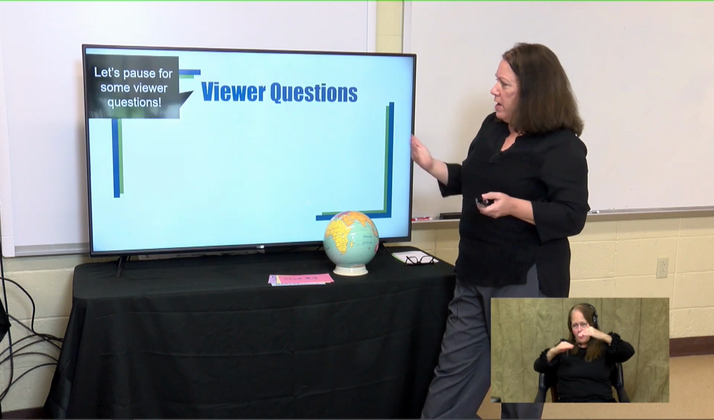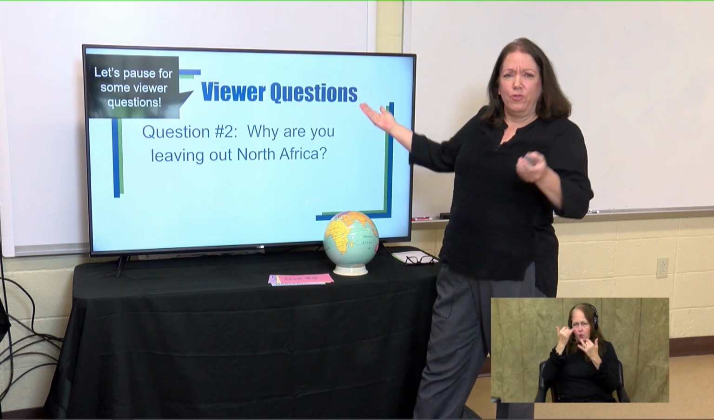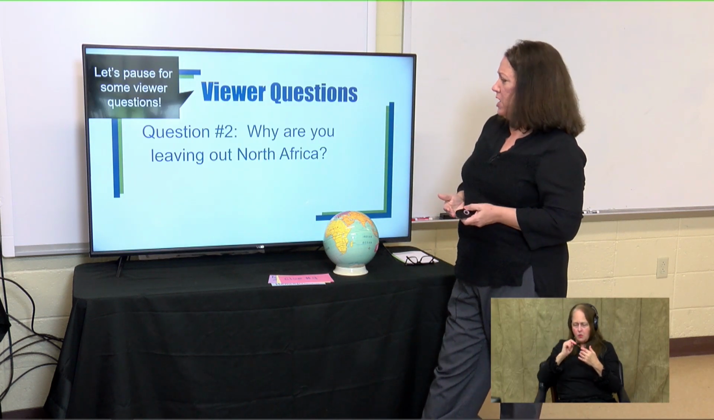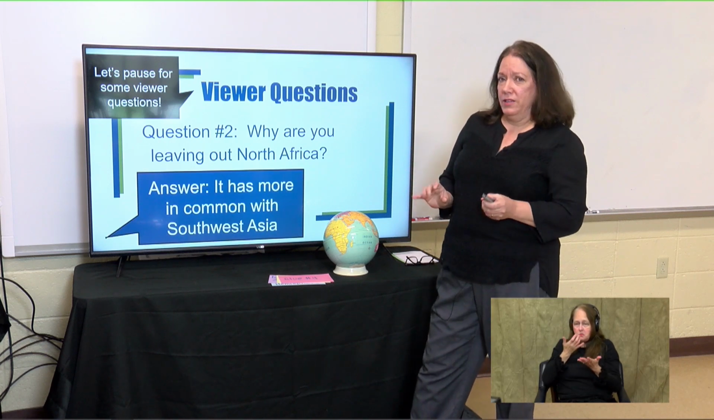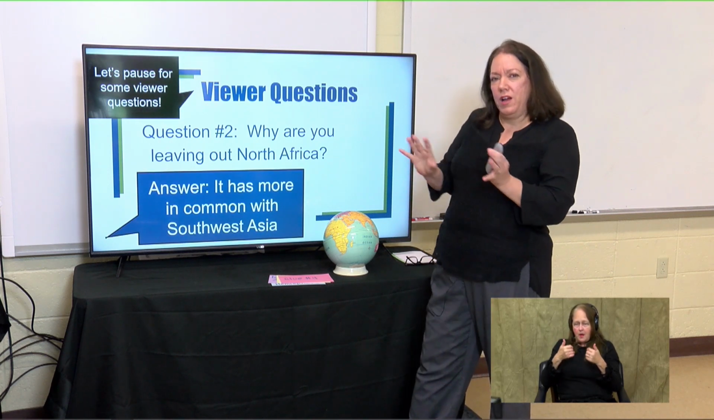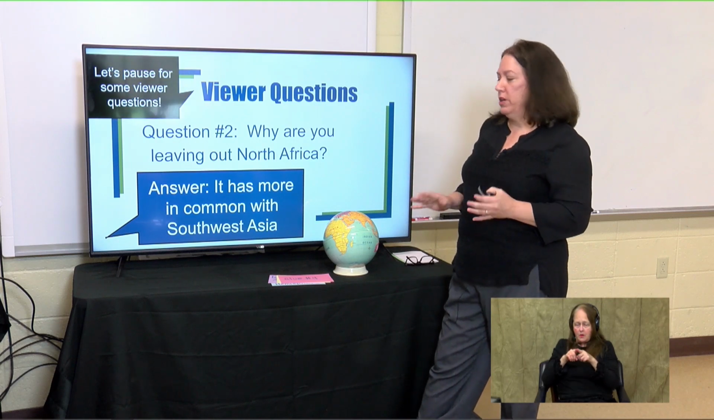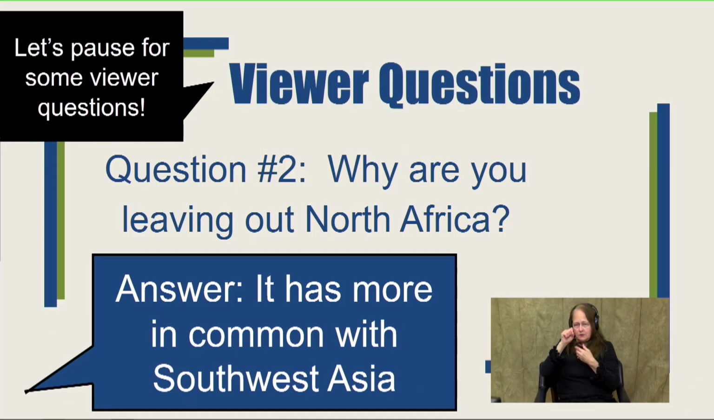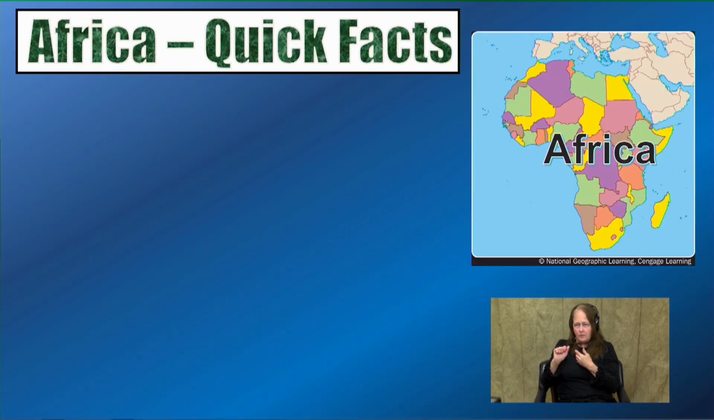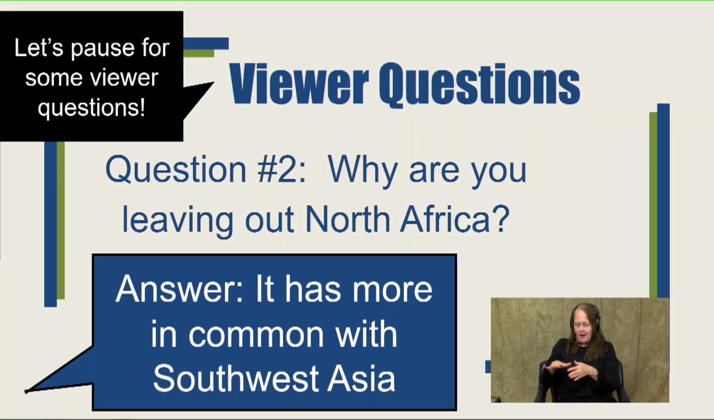And your next question probably is, well, why are you leaving out North Africa? What's wrong with those countries? Well, there's nothing wrong with them, but the quick answer is they have more in common with what we're going to study next week, the countries of Southwest Asia. So we're going to treat them as a separate region. Remember, regions are a way of looking at commonalities between countries, and North Africa has little in common really with the rest of Africa. So let's look at Sub-Saharan Africa by itself.